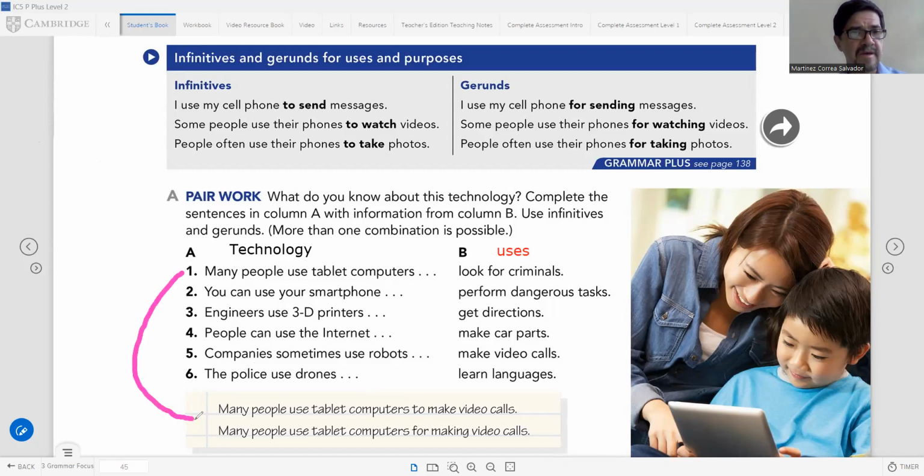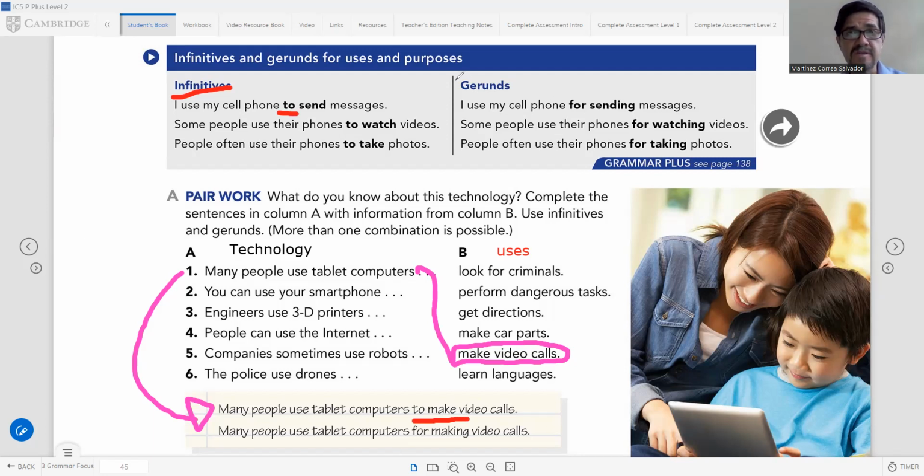Number one, you have here: many people use tablet computers, and in this case you match this with make video calls. So you have two possibilities. You can use the infinitive, to: many people use tablet computers to make video calls. That's the infinitive, there's one possibility.